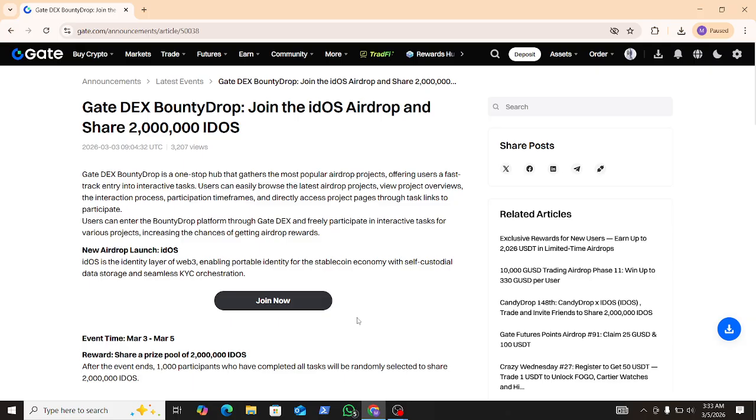getting airdrop rewards. New airdrop launch: IDOS. IDOS is the identity layer of Web3, enabling portable identity for the stablecoin economy with self-custodial data storage and seamless KYC orchestration. Click here to join now.